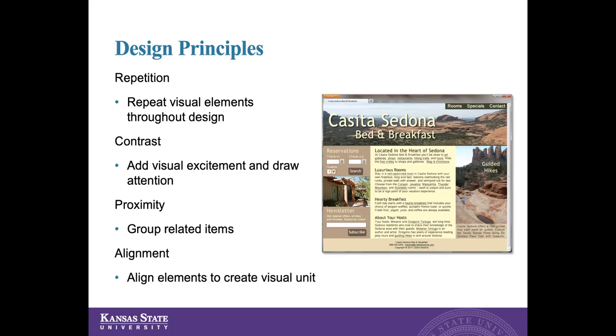Group related elements and items together. For example, on this one, we have our reservation section. We've grouped in the date selector, as well as the number of guests, and then that search button. Those are all put together. You wouldn't want to have those spread out in different parts of the page.